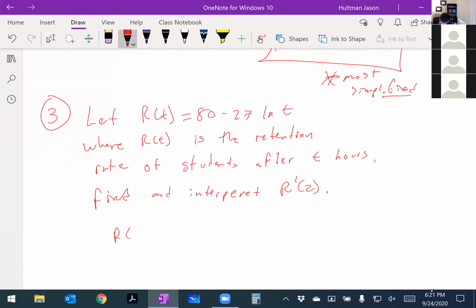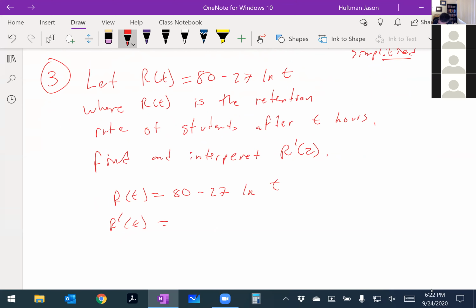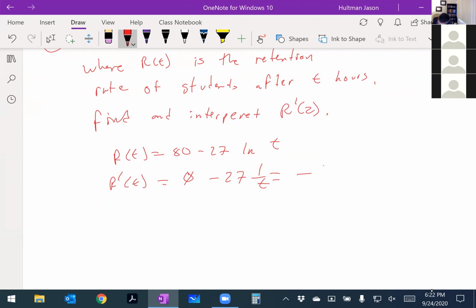R of t is equal to 80 minus 27 natural log t. R prime of t is equal to 0 minus 27 times 1 over t, so this is equal to negative 27 over t. Let's see what R prime of t is. Well, this is a rate of change. This is how fast something is changing. So R prime of t is equal to negative 27 over t.